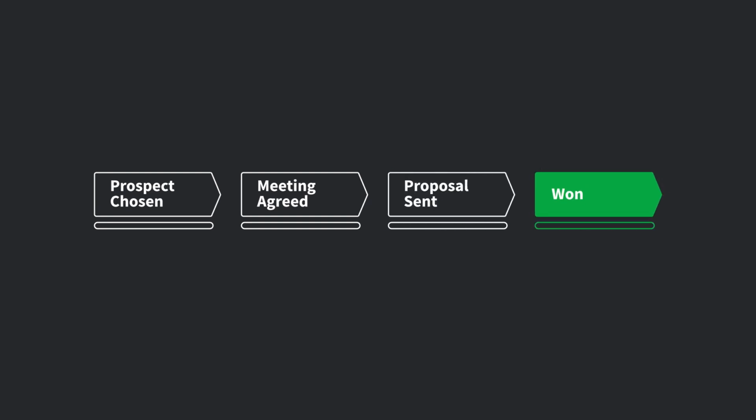Put simply, a sales pipeline is the sequence of steps you need to take in order for the prospect to buy. To get things started, you need to define these steps or stages of your sales pipeline. Depending on an industry, these stages may be different, but the principle is the same. It's also worth noting that even though we try, not all prospects eventually buy from us. In this example, we'll use the stages prospect chosen, meeting agreed, proposal sent, and finally won.